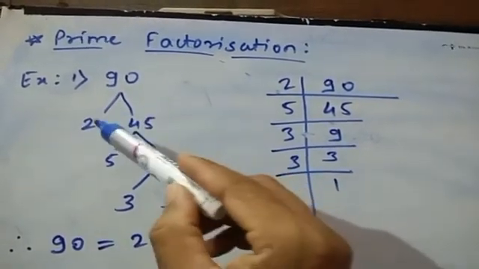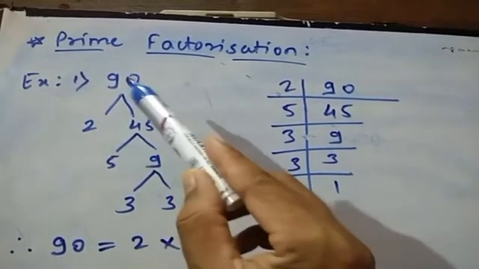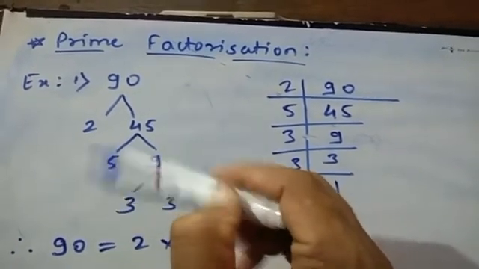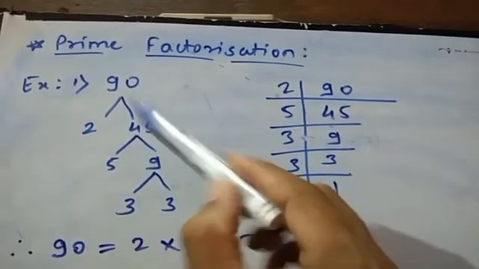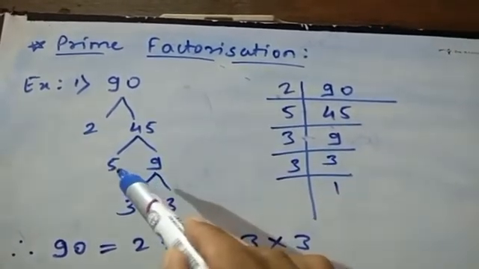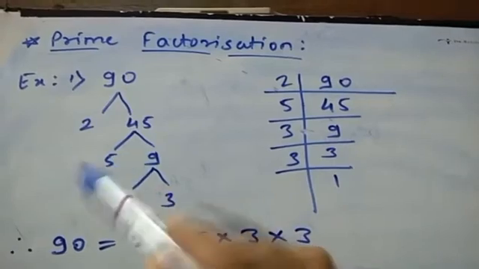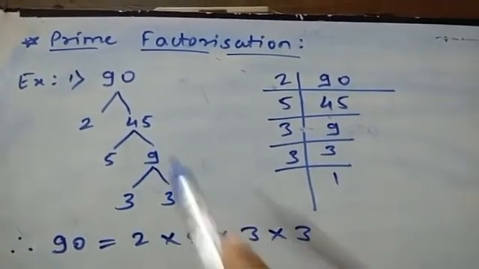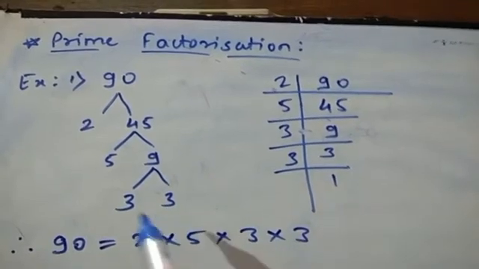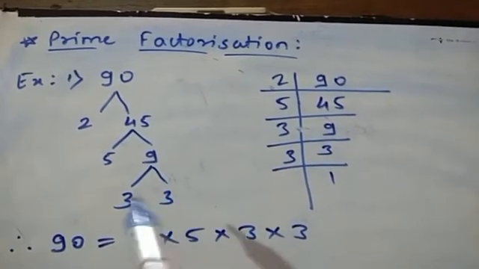See here, we have to find such a prime number which can divide that particular number completely. So here I have taken 2. 90 divided by 2 is 45. Then 45 we can further divide by another prime number. Take 5, 5 nines are 45. Then 9 also we can divide, 3 threes are 9. Then stop here. Whenever we get prime factors at the end, we have to stop there.